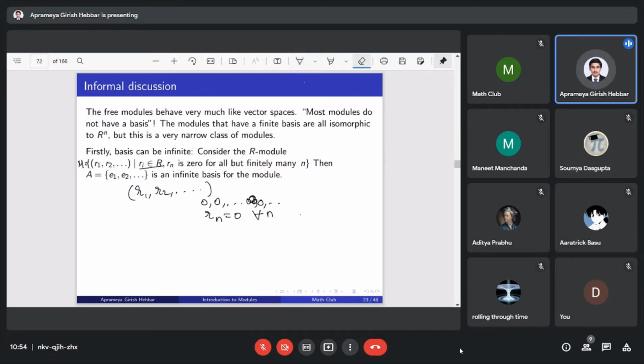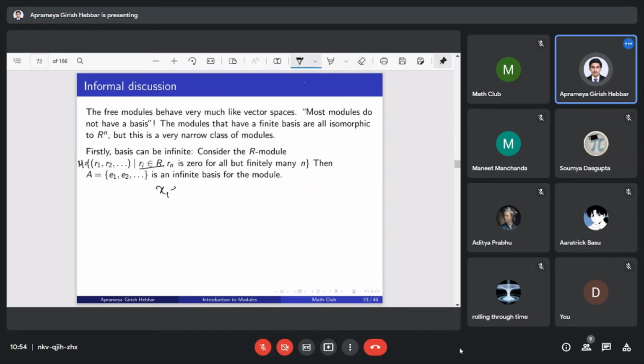So let's quickly check this. What is the definition of ei? e1 here means 1 at the first position and 0 everywhere else. And ei means 1 at the ith position and the rest all are 0.